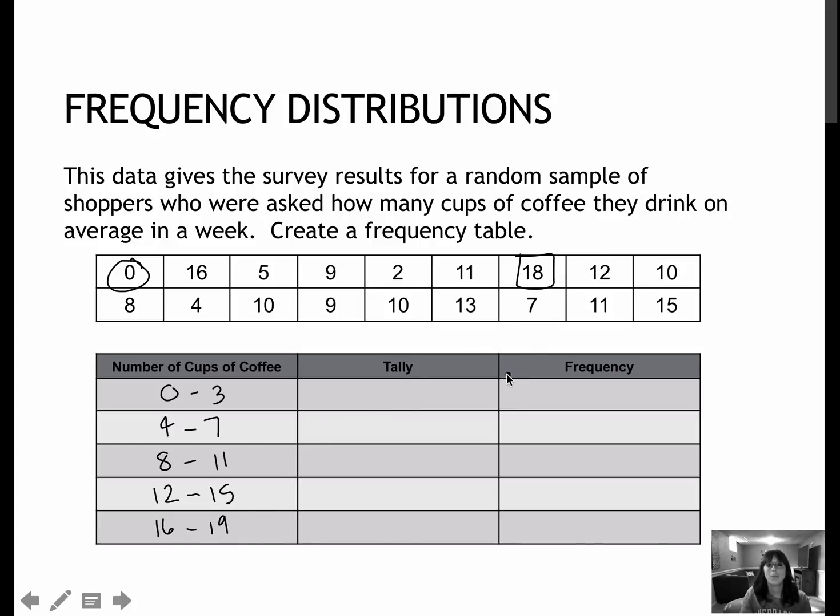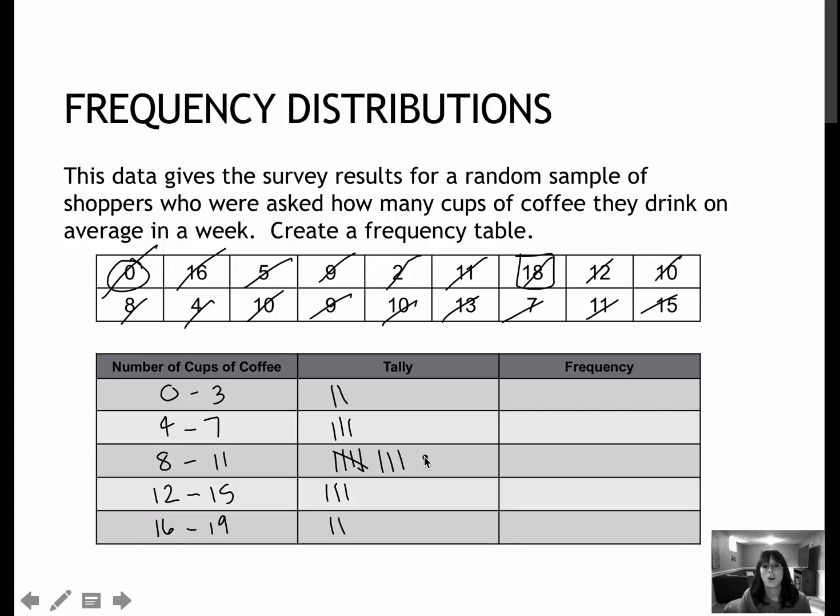included. Now when you make a frequency table, you're just going to go through your data and put a tally. So for 0, I'm going to put a tally here. For 16, I'm going to put a tally in the 16 to 19. For 5, etc. So I'm going to finish this off camera so that it's not boring for you.